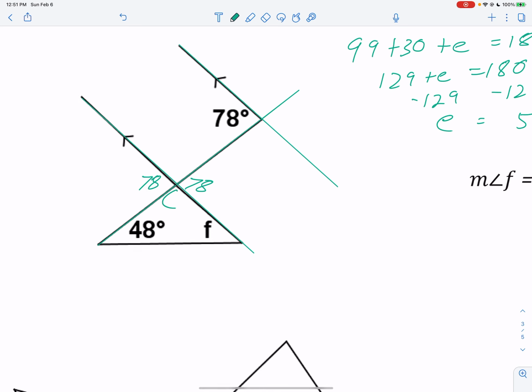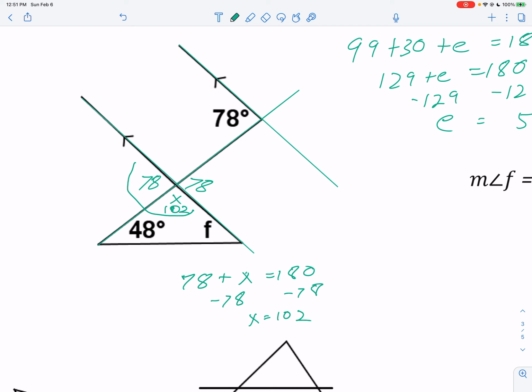So to find this angle, I need two other angles on the interior of a triangle to find out what that is. Unless I have something else I could use, but I don't in this case. But I know that this is a linear pair, so 78 plus, let's just call it x, equals 180, because it's a linear pair. X equals 102. 102. Don't write 120. 102.